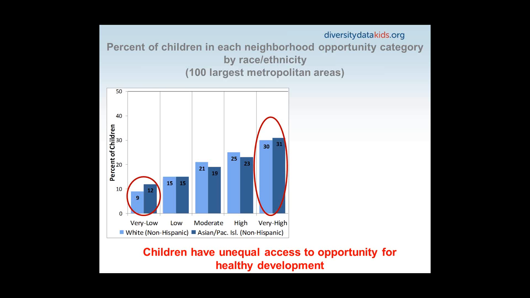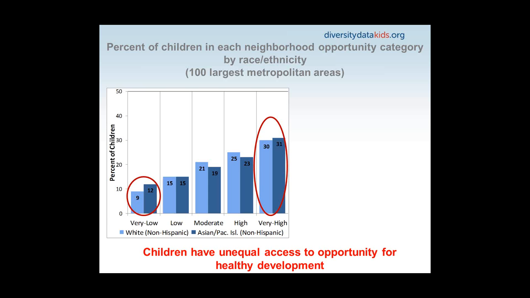In a recent paper in the journal Health Affairs, we look at the proportion of children that live in each of the five levels of child neighborhood opportunity. We already saw the example of Milwaukee, which shows very stark inequities. Milwaukee is not alone. We also found significant racial and ethnic inequities in the distribution of children across levels of neighborhood opportunity in the 100 largest metropolitan areas combined. This chart summarizes information for the 100 largest metro areas combined.